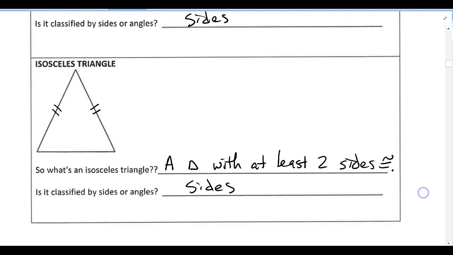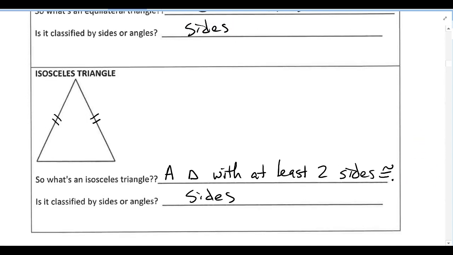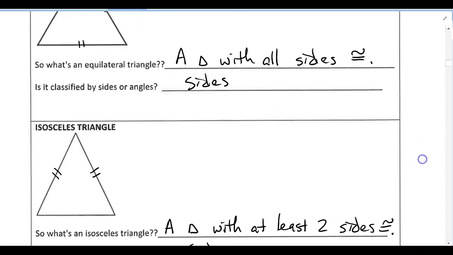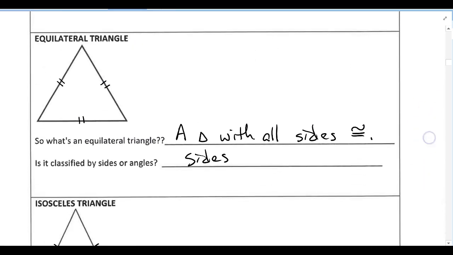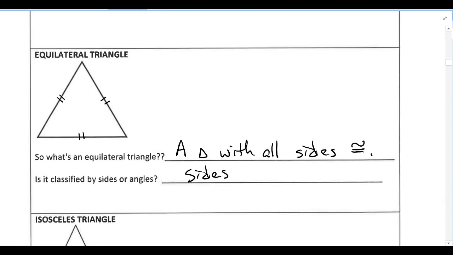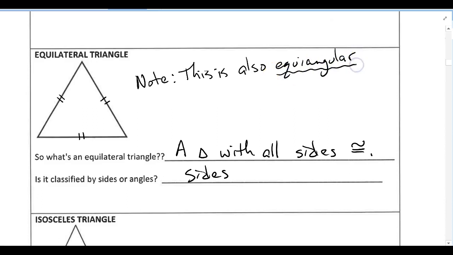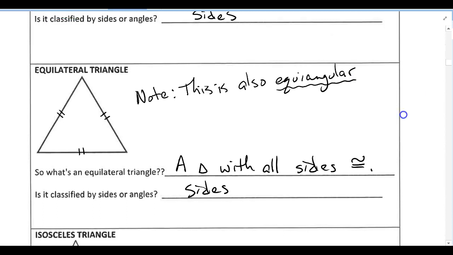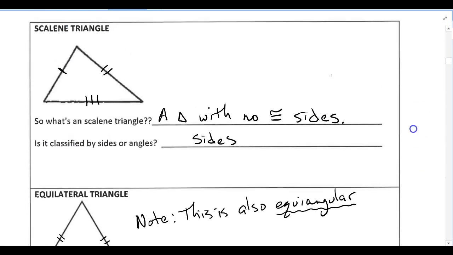Alright, so here's our three ways to classify triangles by the lengths of their sides. We have isosceles with two congruent sides, equilateral with three congruent sides, and incidentally, let's put a little note here, this is also equiangular. So it has all three sides congruent and all three angles congruent. And then we had our scalene triangle.